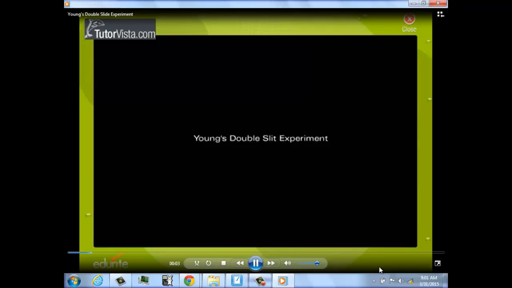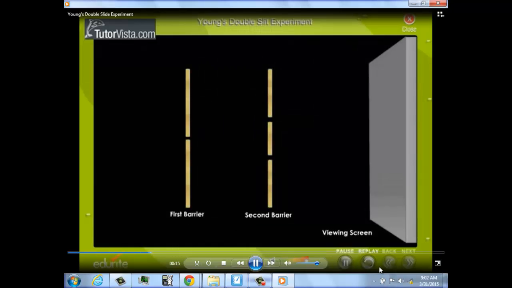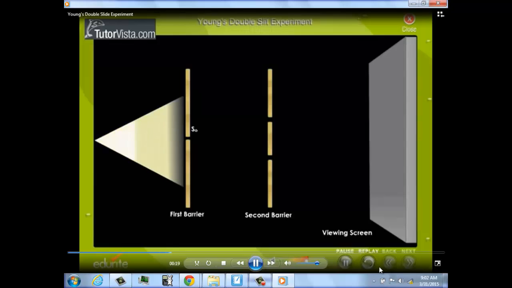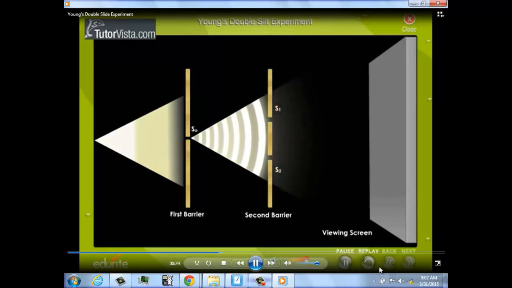Young's double-slit experiment. Interference in light waves from two sources was first demonstrated by Thomas Young in 1801. A schematic diagram of the experimental setup is shown here. Light was made to pass through a slit, S0. The waves emerging from this slit were made to pass through two parallel slits, S1 and S2.